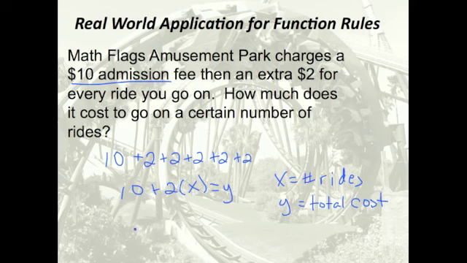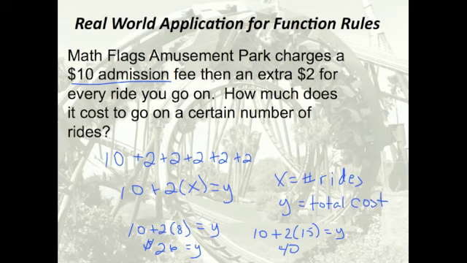So now we know to go to the amusement park and ride, it's going to cost us $10 plus $2 for every ride. That means if we decide to ride 8 rides, we will have 10 plus 2 times 8, or 10 plus 16. So it'll cost us $26 for 8 rides. If we decide to go nuts and go 15 rides, it'll cost us a total of 10 plus 2 times 15, which is 30. So $40 for 15 rides.